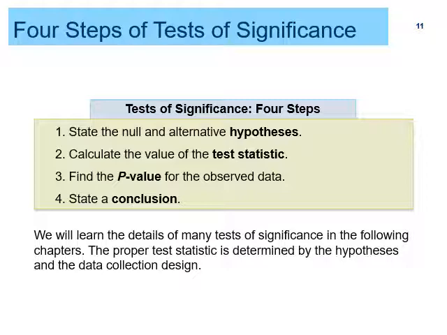The proper test statistic is determined by the hypothesis and the data collection design. Other statistics are like the t statistic, F statistic, and chi-square statistic. But right now we are just learning about the z statistic, and in later chapters we will learn about the others too.